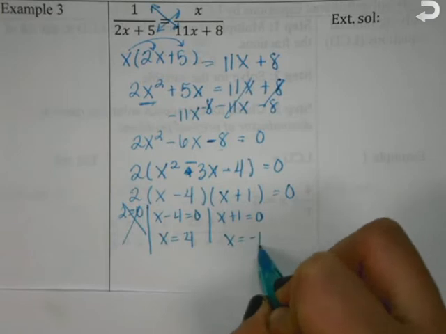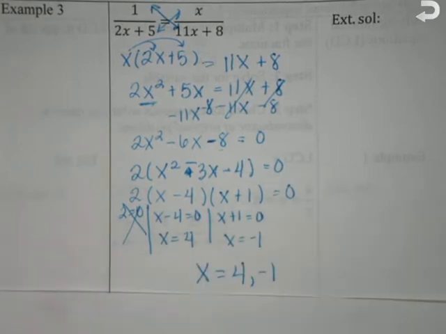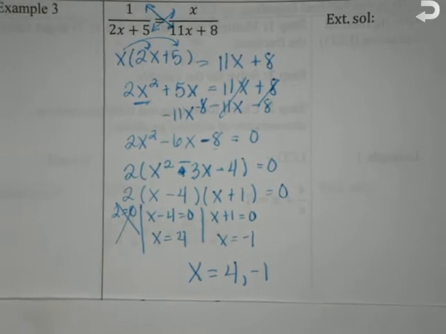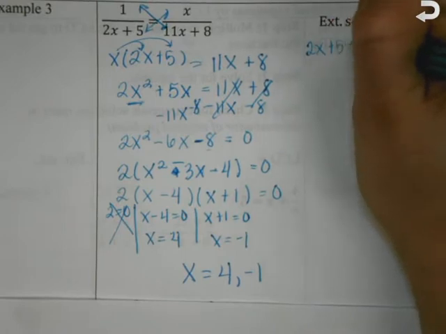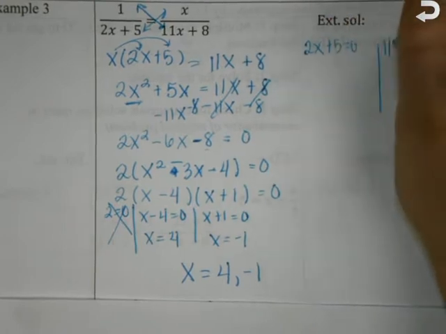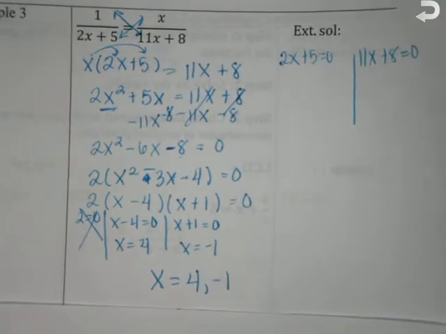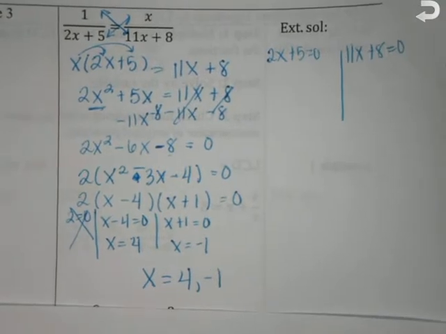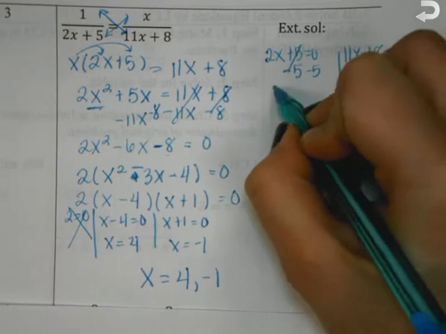Before you box it, let's check for our extraneous solutions. Meaning I'm going to take each denominator and set it equal to 0. So I have 2x plus 5 equals 0, and 11x plus 8 equals 0. So I'm going to subtract 5. 2x equals negative 5. So x equals negative 5 over 2.